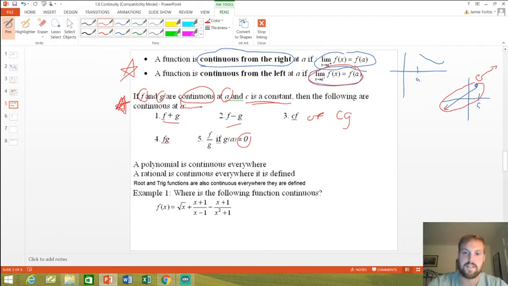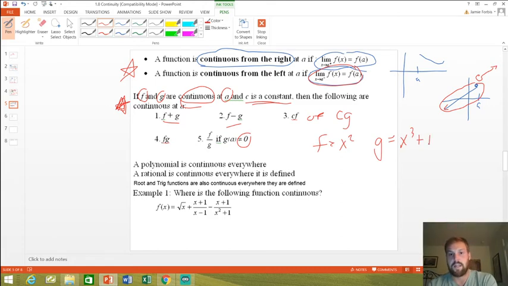For example, I could say that f is equal to x squared and g is equal to x cubed plus 1. Both of those are polynomials and both of those are continuous everywhere. Think about all those operations as I talked about: adding them, subtracting them, multiplying them by a constant, dividing them. If I do any of those operations, they're still going to be continuous at some value a, if they're already continuous there. So anyhow, just keep that in mind.